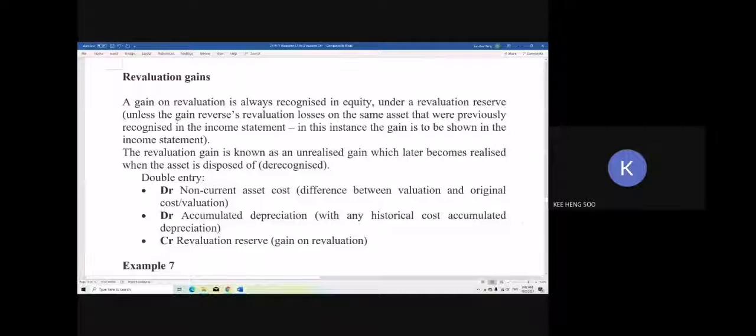Can you see that? The gain is always recognized in equity. What is the reason? Because this is called unrealized gain. Recognized in equity because this is called unrealized gain.